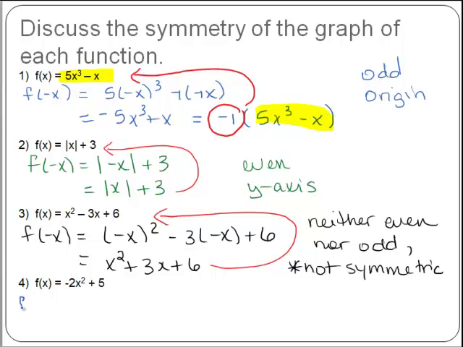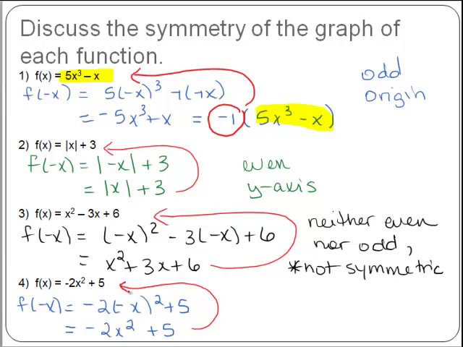Okay, finally the last one. Substitute in your negative x. A negative to an even power is positive. So negative 2 times a positive x squared is a negative 2x squared. Is this exactly the same as what I started with? Yes, it is. So that means we have an even function, and it is symmetric about the y-axis.